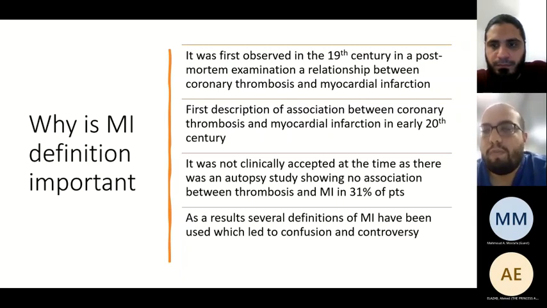it was not widely used by clinicians at the time, because there was a post-mortem study that showed 31% of patients with myocardial infarction didn't have a coronary thrombosis at all. And as a result, since that time, several definitions have been implemented for myocardial infarction, and it caused a lot of confusion and controversy. What I'm going to share now is based on the European Society of Cardiology guidelines for myocardial infarction, and also for the non-ST acute coronary syndromes.